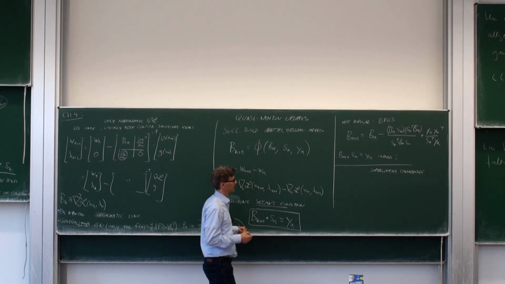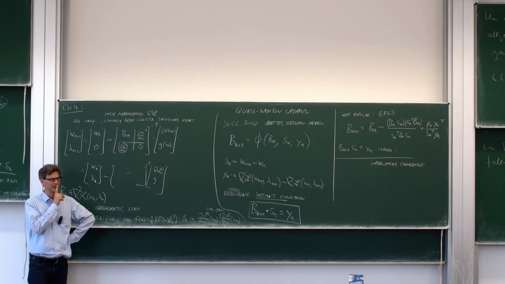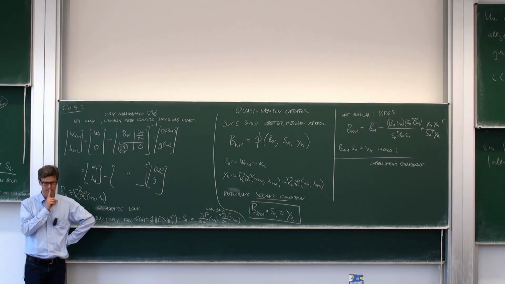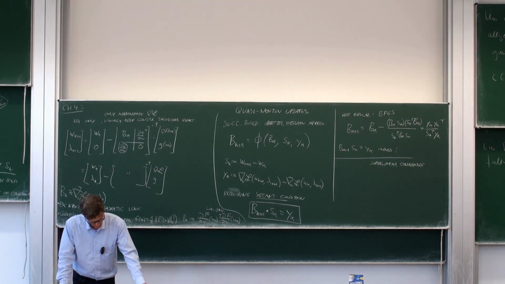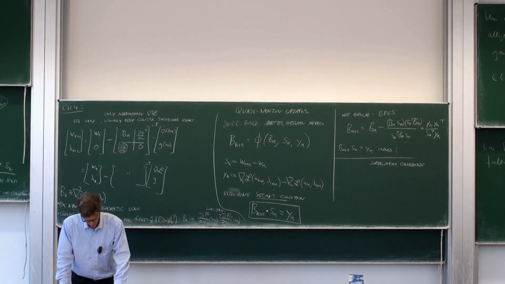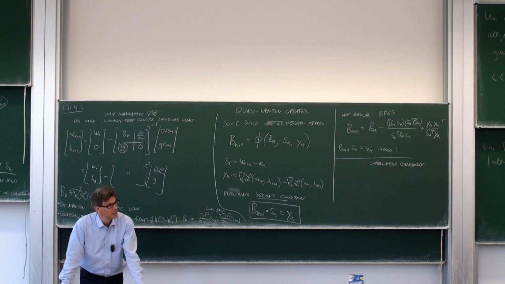Good. So now you know a third method for approximating your Hessian. And I think it's a good idea to stop here and to have a short break of 10 minutes, and we continue 10 past 3.